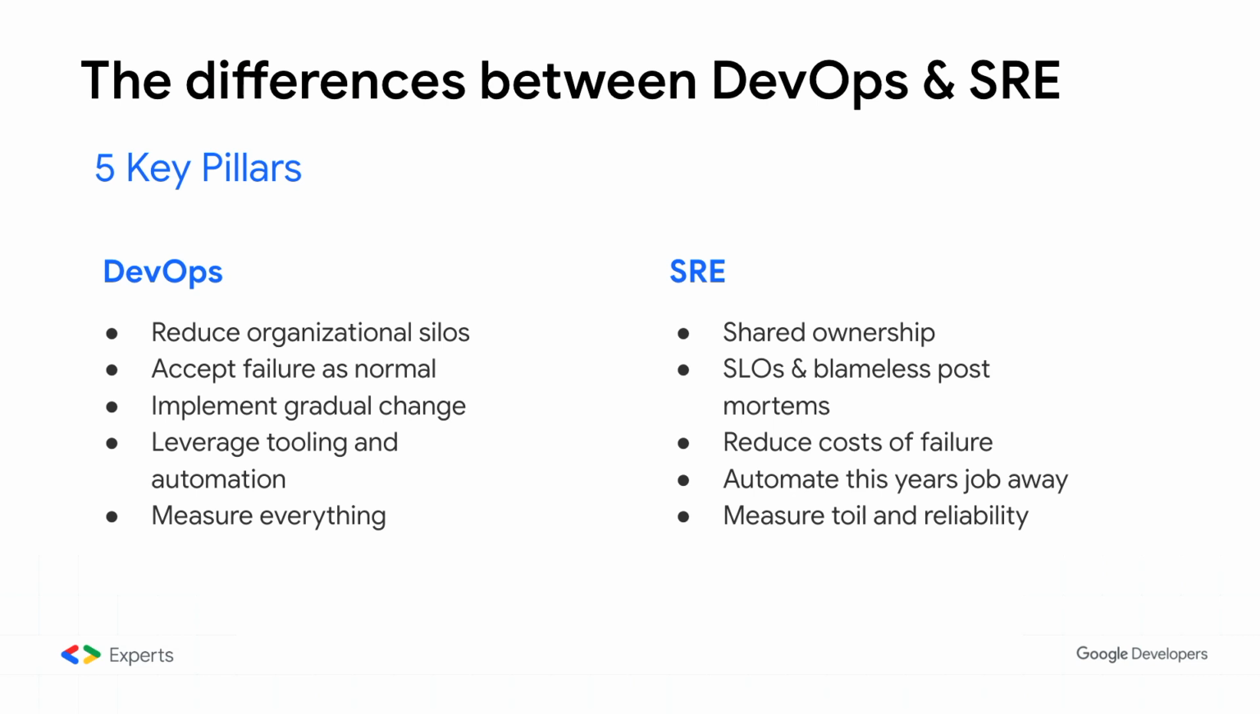We reduce the cost of failure, again, by making small incremental changes across the product stack. It decreases the blast radius if something was to go wrong. Building on leveraging tooling and automation, we would like to automate this job away, automate this year's job away. And then building on measuring everything, we're measuring toil and reliability.